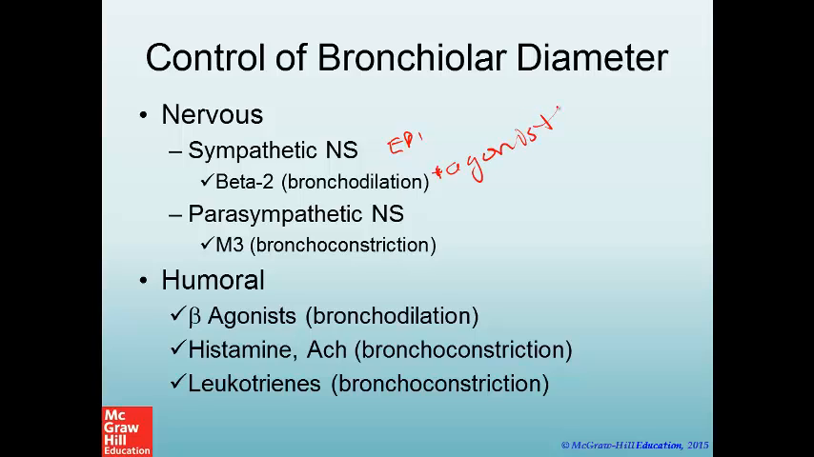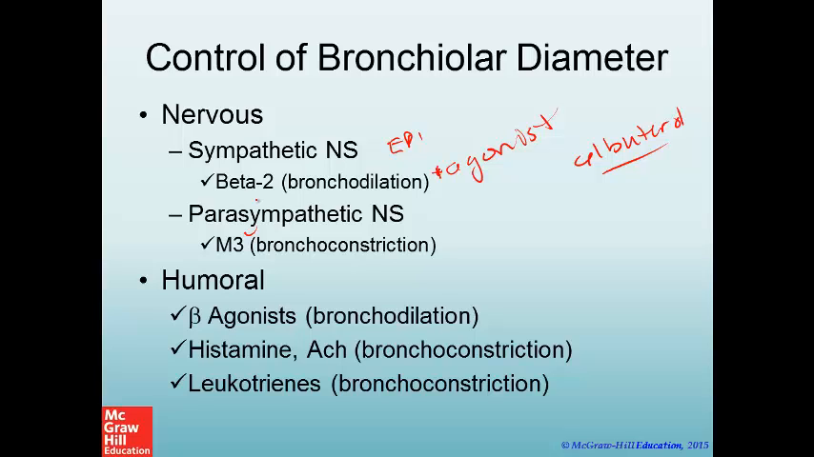This can be manipulated pharmacologically. So people with asthma, difficulty breathing because of bronchoconstriction, you can give them a bronchodilating agent, beta 2 agonist like albuterol, in order to help them breathe easier. Parasympathetic nervous system, via stimulation of M3 receptors, will give you bronchoconstriction.